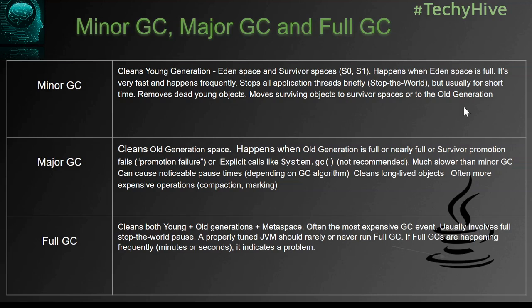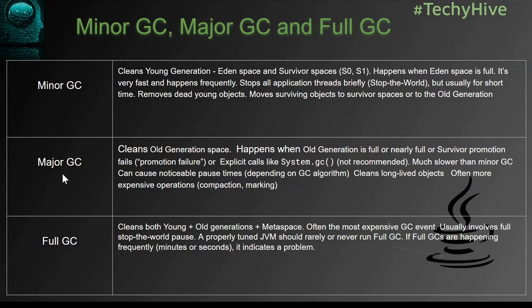It's very fast and happens frequently. It stops all application threads briefly. Stop the world, but usually for a short time. It cleans up the young objects and moves surviving objects to the survivor space or to the old generation. So minor GC happens frequently and it's very fast. It stops the threads of the application for a short time, but it's very efficient.